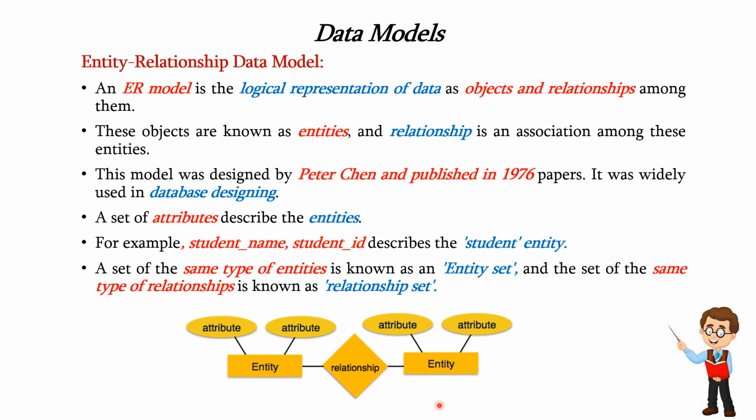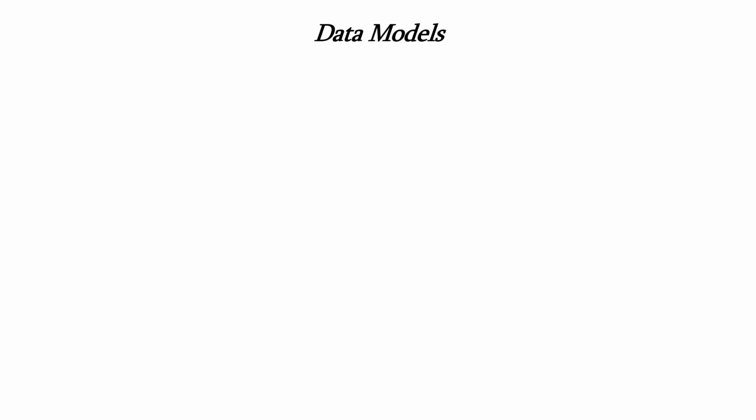So, this is the diagram which illustrates the concept of ER model. Here we have 2 entities which are represented in rectangles, and on the top of it we have the attributes represented in ovals. These are the properties of this entity, and these 2 entities are connected by a relationship which is represented in the diamond shape. We will see this entity relationship data model in detail in further lectures.